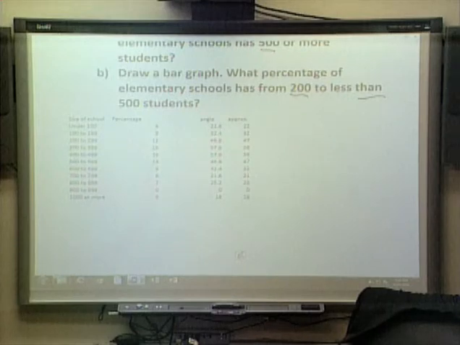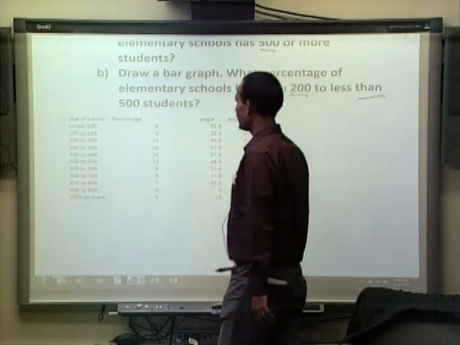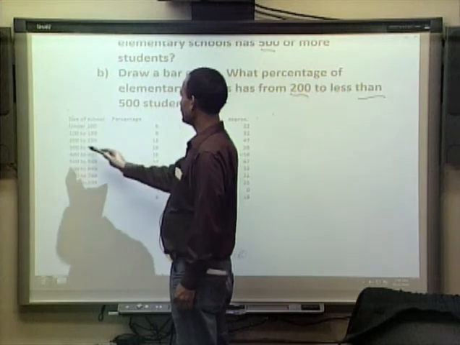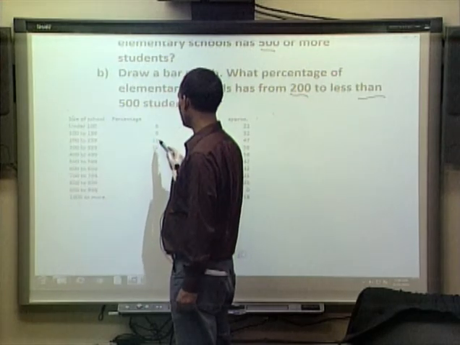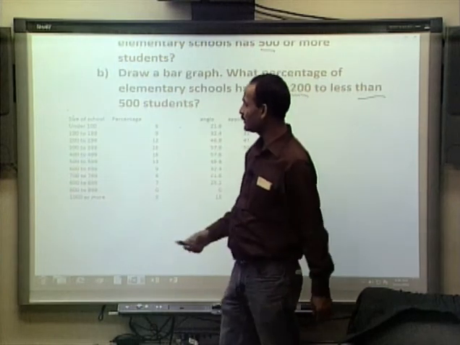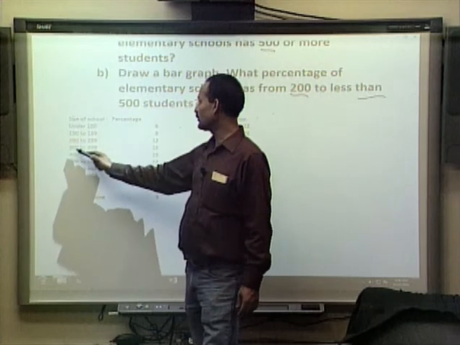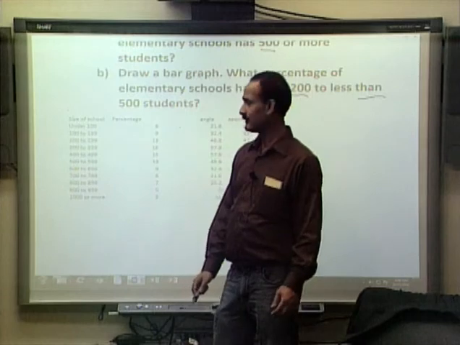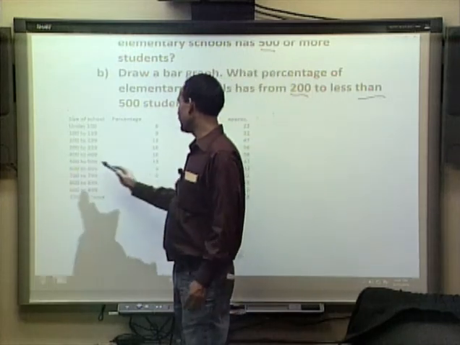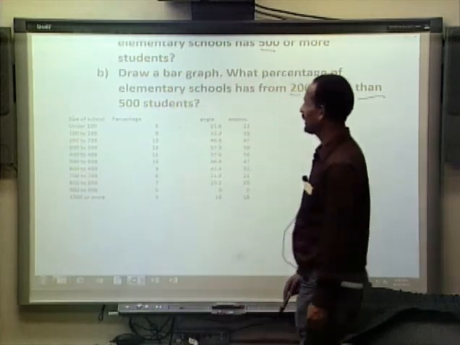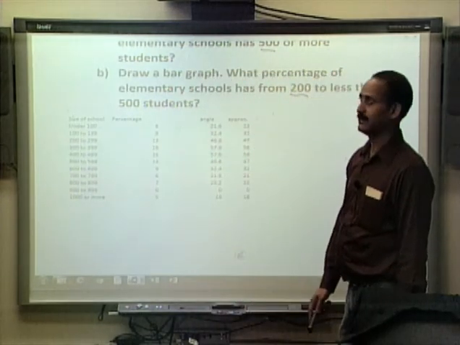This table is a little small, but let me read the numbers. Under 100 there are 6%, 100 to 199 9%, 200 to 299 13% of the schools have 200 to 299 students. 16% of the schools have 300 to 399 students, and similarly 16% have 400 to 499, 13% have 500 to 599, and so on.